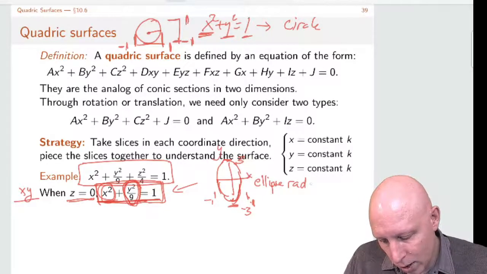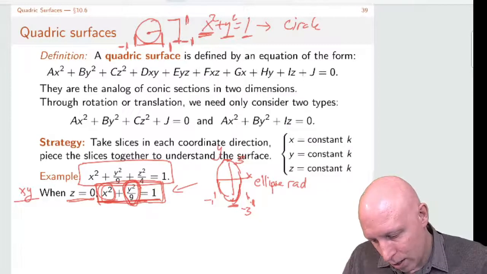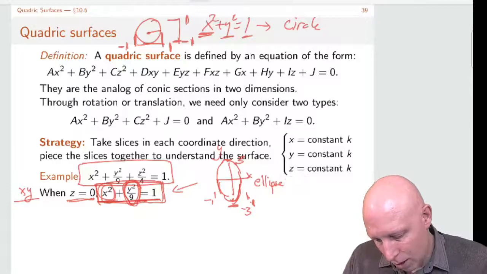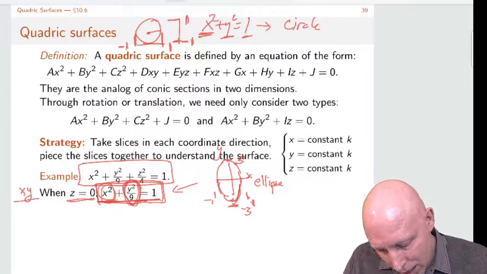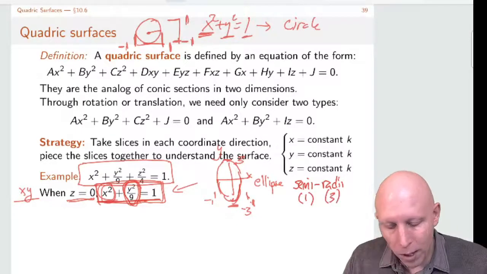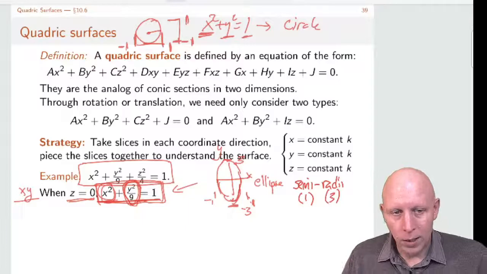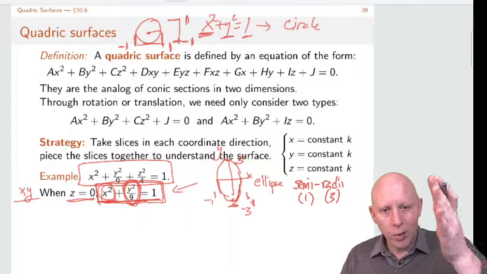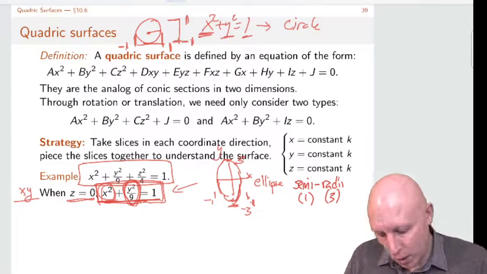This is going to give us an ellipse with, I think they're called semi-axes, semi-radii. I'm sure there's a better word for that. Of 1 for x and 3 for y. Okay, so that's what happens if we just look at what happens when z is equal to 0.